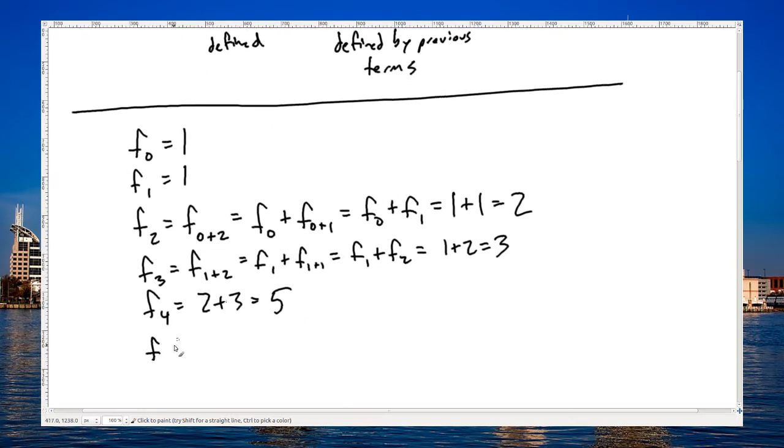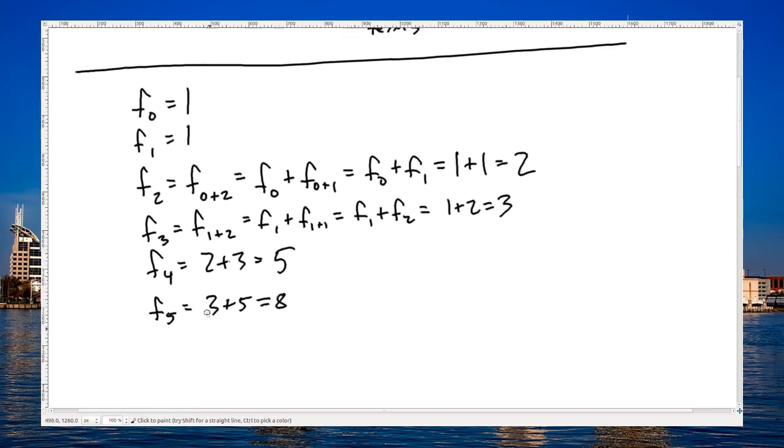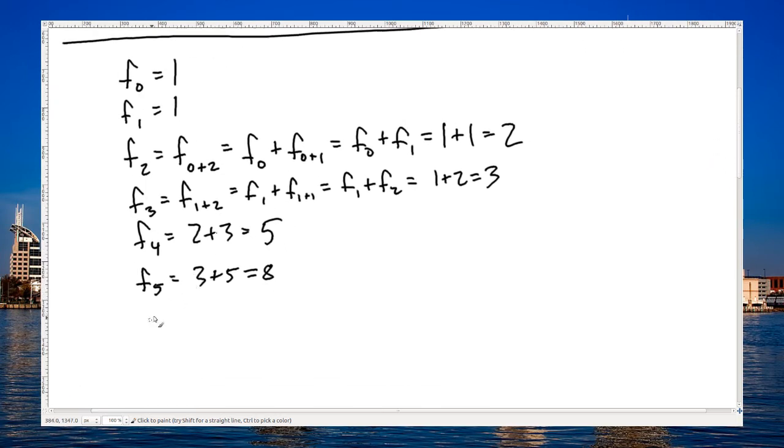And then F5 would be 3 plus 5 is 8. And then you can kind of see the pattern here. So let's just go ahead and start writing them out. We got 1, 1, 2, 3, 5, 8. And then let's see what comes next. The next thing here would be 5 plus 8 is 13. The next one would be, let's see, 8 plus 13 is 21.